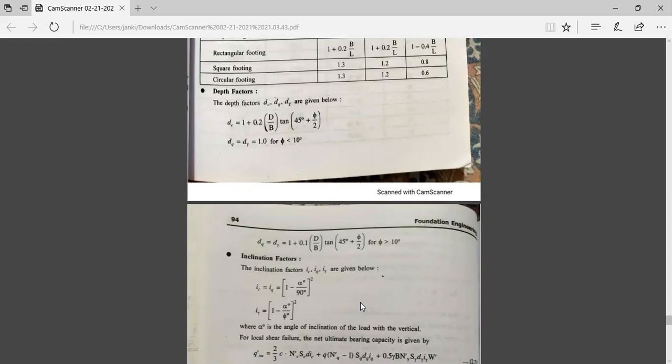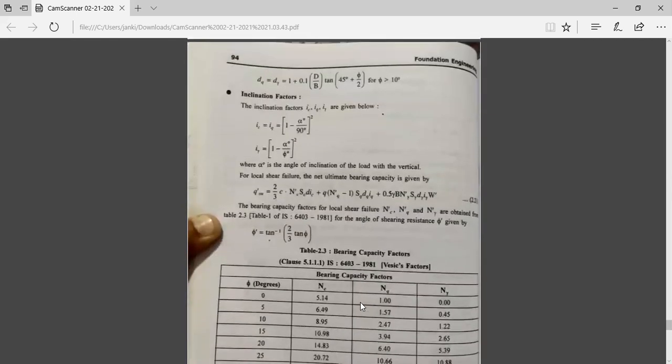So here, basically, dq and d gamma values are based on the value of phi, which means if the value is less than 10 degrees, then the equation is different, and when the value is greater than 10 degrees, then the equation is different. Now, talking about inclination factors: IC is equal to IQ is equal to (1 plus alpha divided by 90) whole raised to square. For I gamma, it is equal to (1 plus alpha degree divided by phi degree) whole raised to square. Here, alpha degree is the angle of inclination of the load with the vertical.